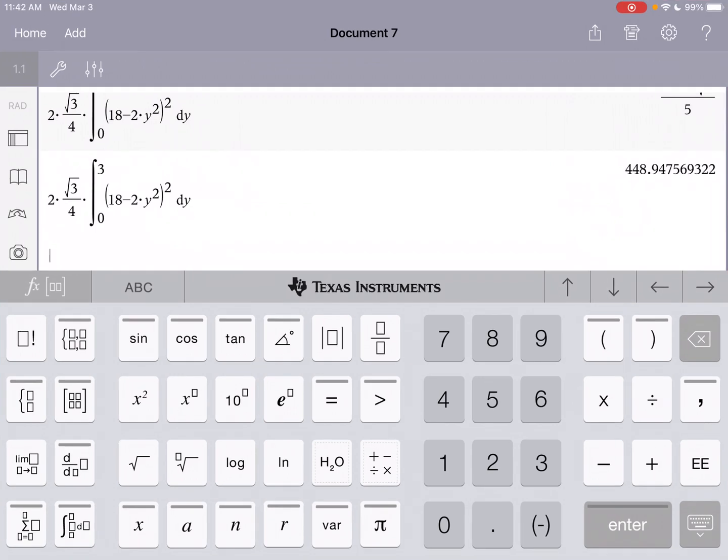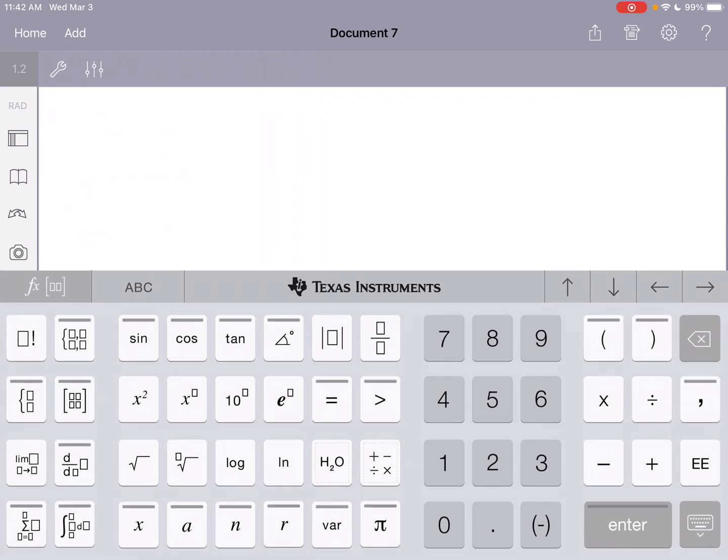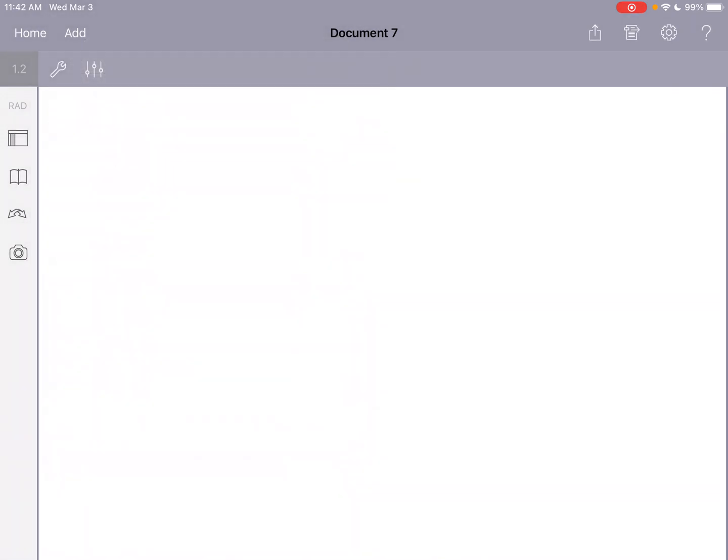Let's go here. I'm going to go to a calculator page, which I don't believe I have open yet. So I'm going to add a calculator. And no, not a calculator. Dummy, I wanted to add a graph. I'm struggling here, kids. All right, here, let's add a graph page.